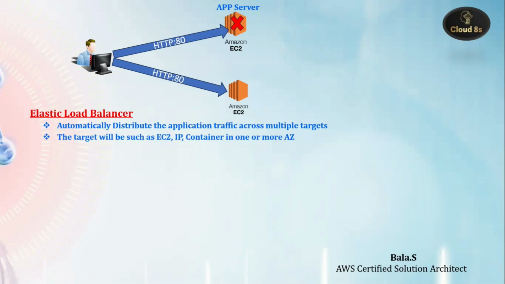So the target means nothing but we can configure EC2. Along with that, we can configure either a container or any IP. So we can configure multiple targets in multiple availability zones. We'll take some more examples.